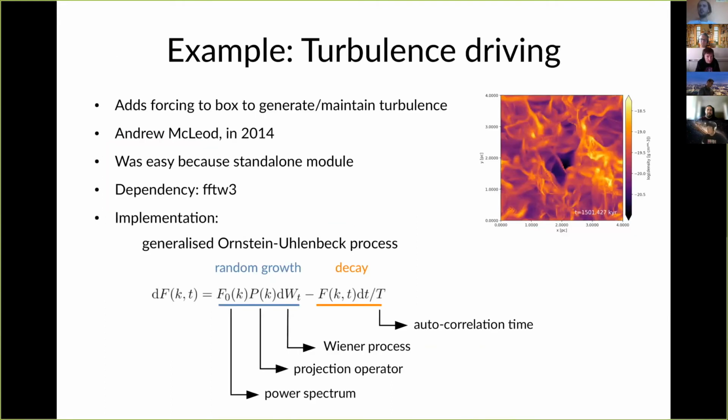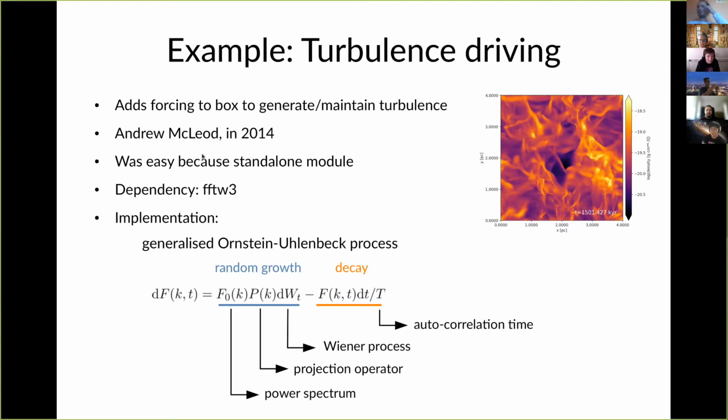So an example, which has been already ported, is the turbulence driving module. This adds forcing to the box to generate or maintain turbulence. It was originally developed in 2014 by Andrew McLeod, who's now left academia. So if I had questions, I could not really contact him, which sometimes was a bit annoying.